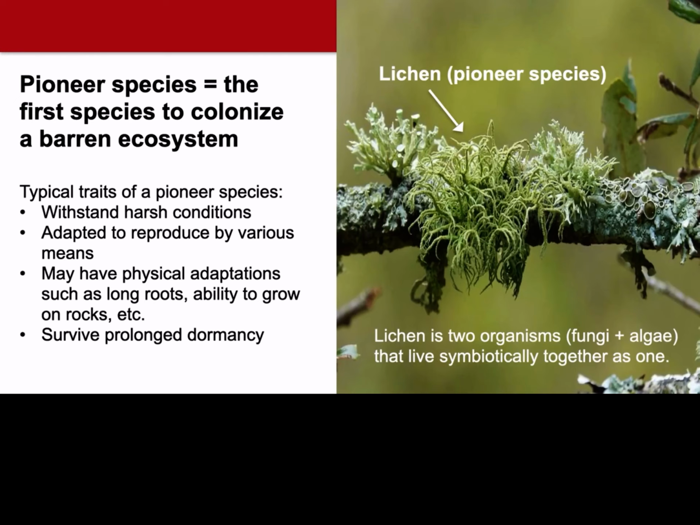Primary succession is always started by pioneer species, which are the first species to colonize a barren ecosystem. These species are typically plants and lichens, which have evolved to thrive in barren landscapes. The lichen shown here is a symbiotic organism consisting of an algae and a fungus. The algae is able to produce energy from the sun by photosynthesis, and the fungus is able to extract energy from decaying matter. This combination makes these organisms well suited to be pioneer species.